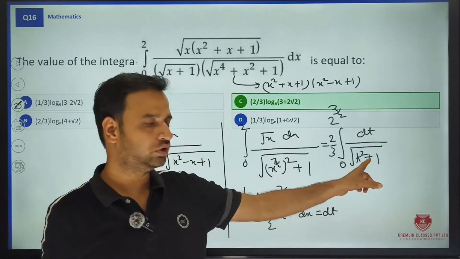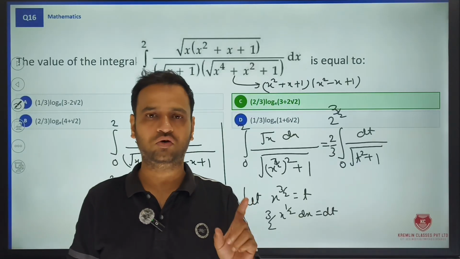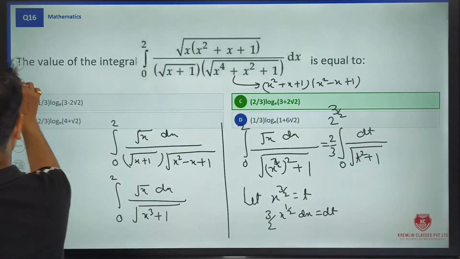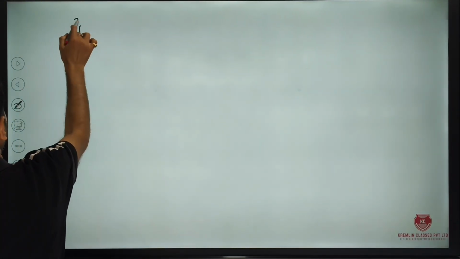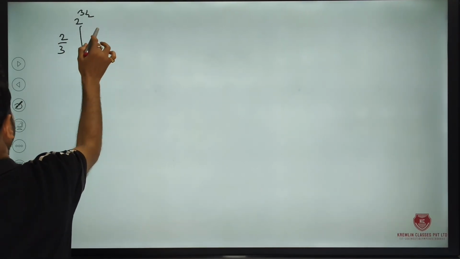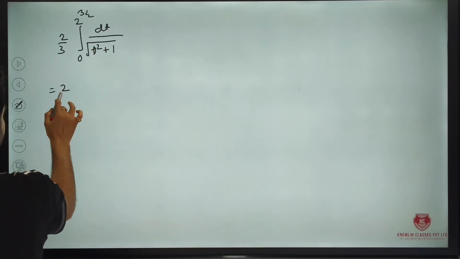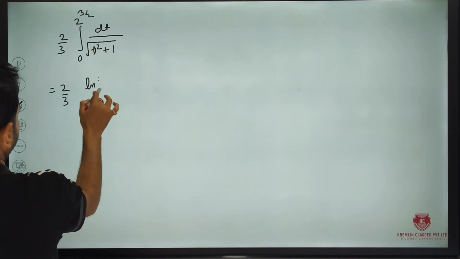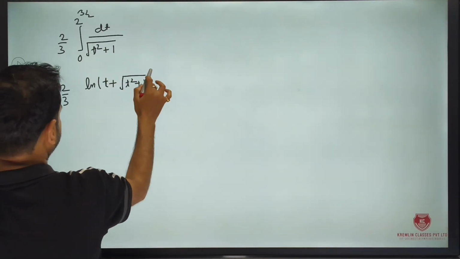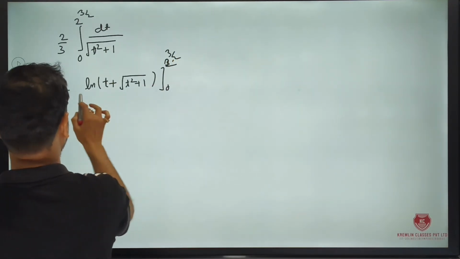Now we know the formula of dx upon root of x square plus a square. The formula is ln of x plus root of x square plus a square. So we are implementing the formula. This will be integral from 0 to 2^(3/2) of (2/3) dt upon root of t square plus 1, which is (2/3) ln of t plus root of t square plus 1, putting the limit 0 to 2^(3/2).